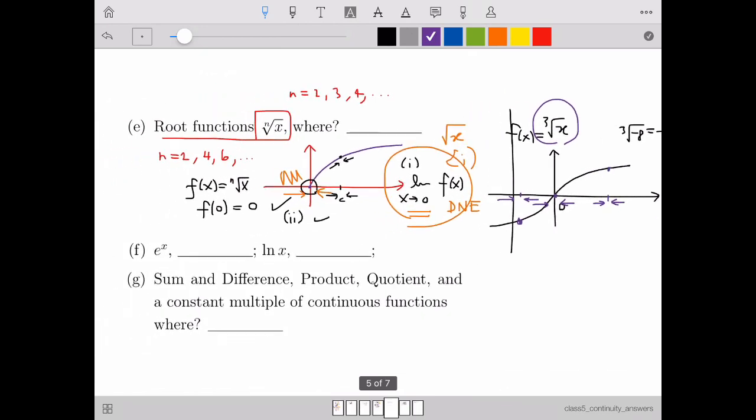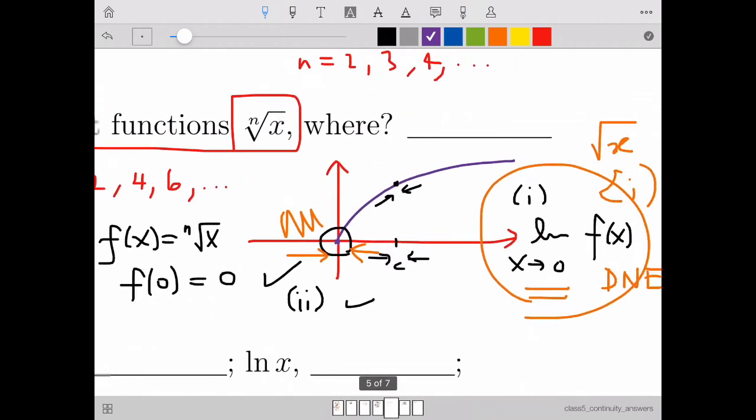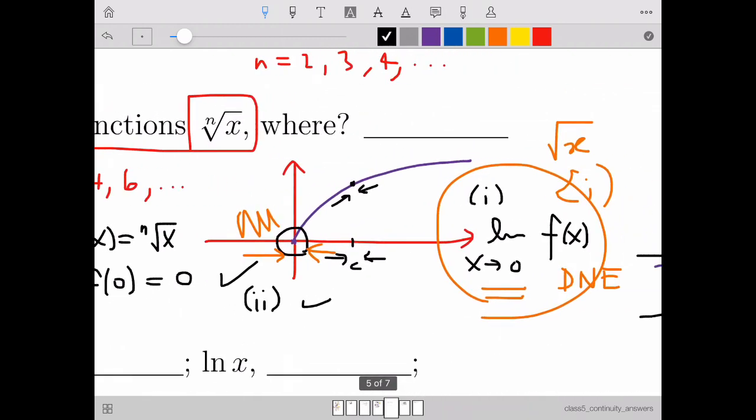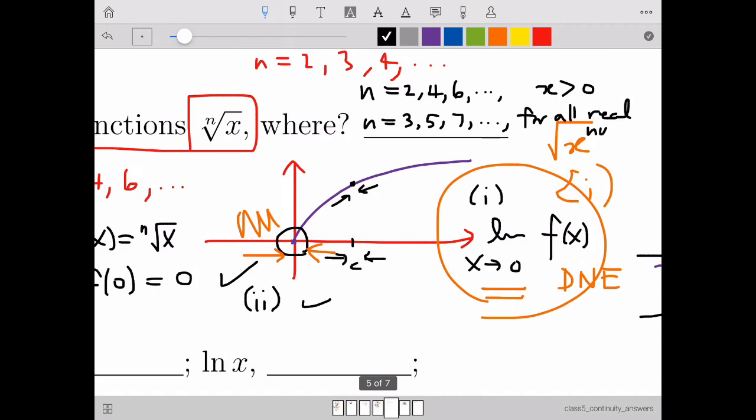Okay. So if n is even, 2, 4, 6, etc., it is continuous at x bigger than 0. If n is odd, then for all real numbers x, it is continuous. Okay.